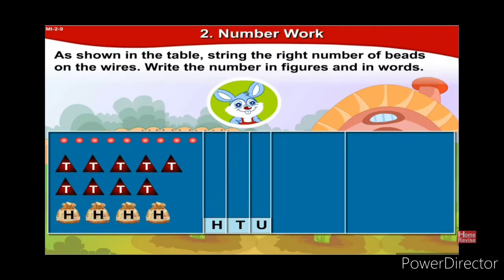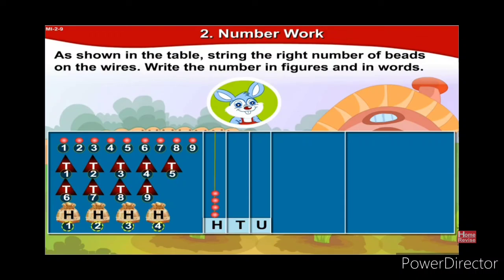Now the next picture. First we will count the extra beads. That is 1, 2, 3, 4, 5, 6, 7, 8, 9. 9 extra beads mean 9 units. Now the tens. 1, 2, 3, 4, 5, 6, 7, 8, 9. 9 tens. Now the hundreds. 1, 2, 3, 4. 4 hundreds.